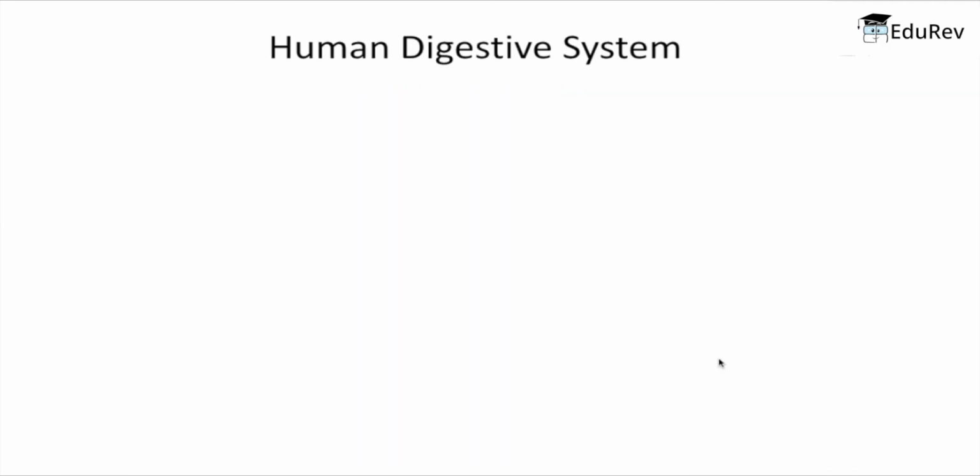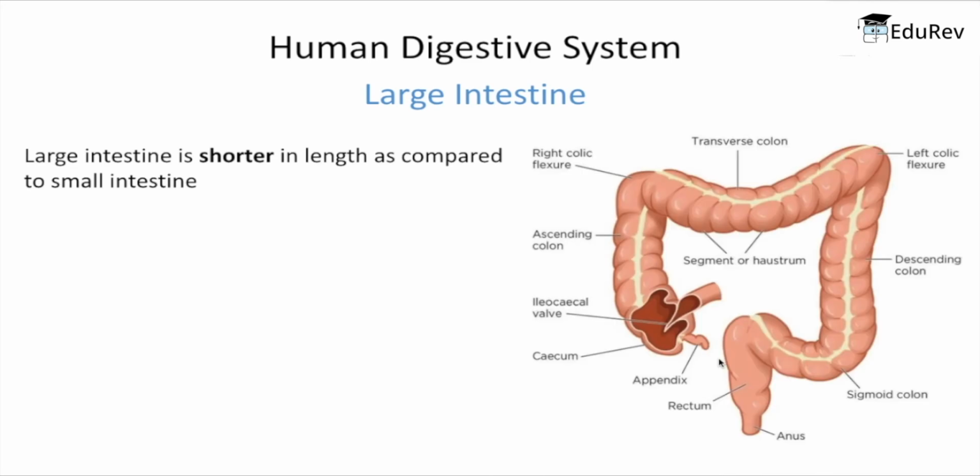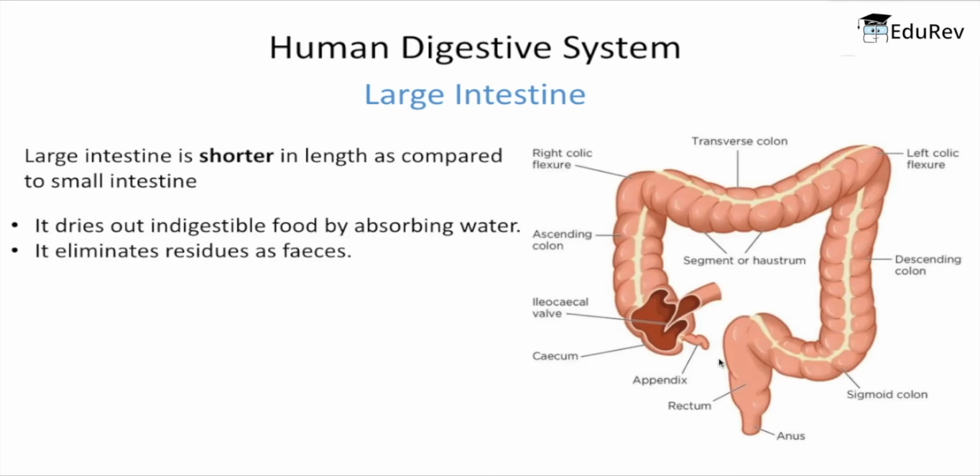Now comes our second last part of the digestive system, that is the large intestine. The large intestine is shorter in length as compared to the small intestine. And basically the main function of the large intestine here is that it dries out the indigestible food by absorbing water present in it. Also, the function of the large intestine is to eliminate the feces which is produced or formed after the whole absorption or digestion process.